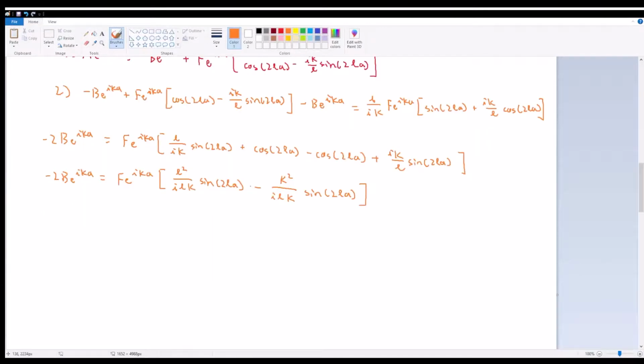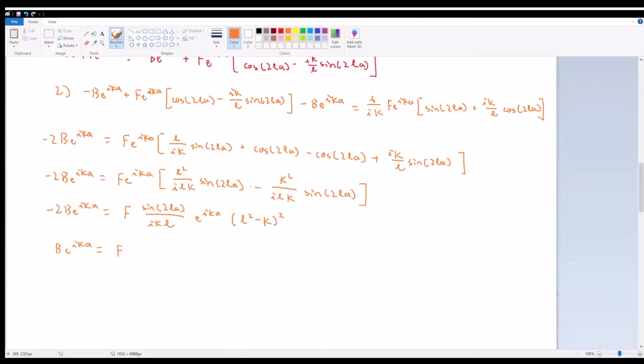Okay, then this is going to give us negative 2b e to the ika is equal to F times sine 2la over ikl e to the ika times l squared minus k squared. Then I add a negative at the front. So then this is going to become b times e to the ika is equal to f, and then I can move the i to the top, add a negative, so negatives cancel out.